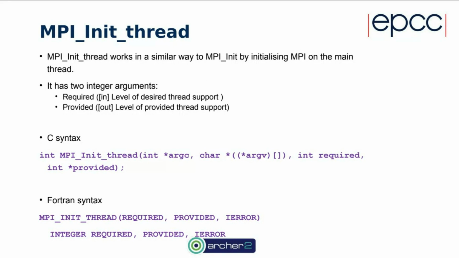The way this works in MPI is that you have a call called MPI_Init_thread, which is a replacement for MPI_Init. Instead of calling MPI_Init at the beginning of your MPI program, you call MPI_Init_thread instead. This has two additional arguments: you pass in the level of desired thread support that you want, and it returns the level of thread support that's actually provided.